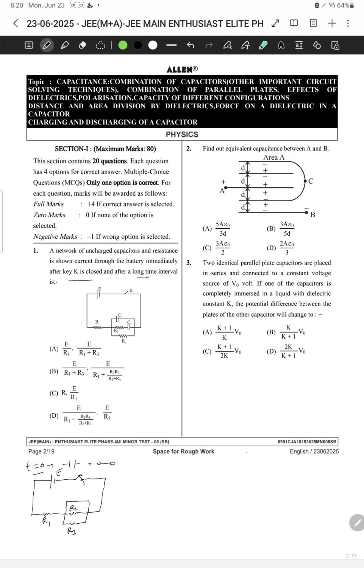When the key is closed, the current will flow like this. So what is the current in the circuit? The current in the circuit is E by R1. Correct. And when we talk about after a long time interval, meaning t tends to infinity, what happens? The capacitor behaves like a broken wire. So how is the circuit diagram now?